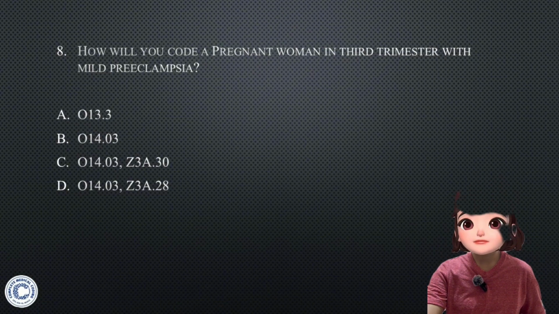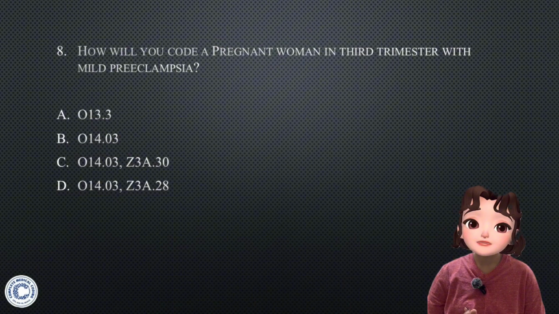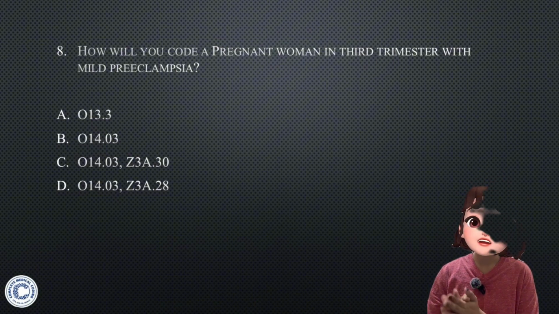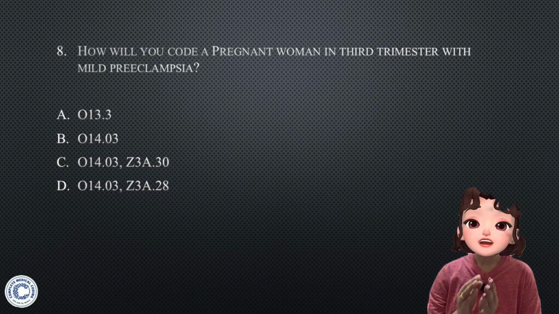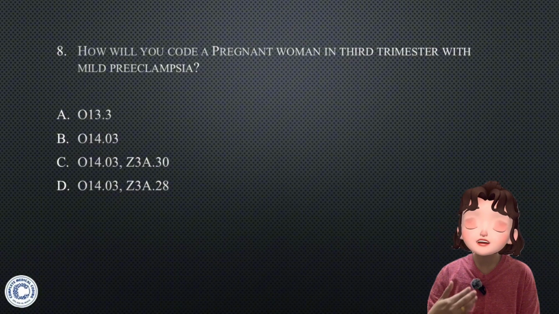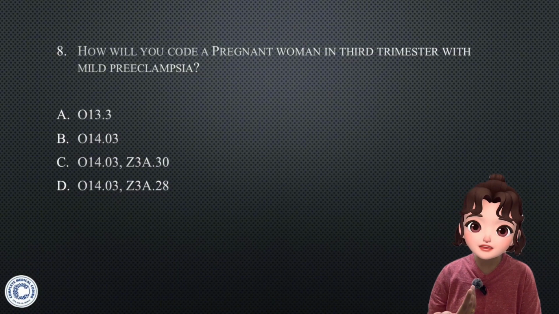If you see option C, Z3A.30, which is 30 weeks of pregnancy. And if you go to option D, the same O code with Z3A.28, which is 28 weeks of pregnancy. So in the question, it is mentioned only third trimester. So from that, you have to identify which code should be used. You have to know the weeks of gestation, like in first trimester, how many weeks. Then only you can code such type of questions.